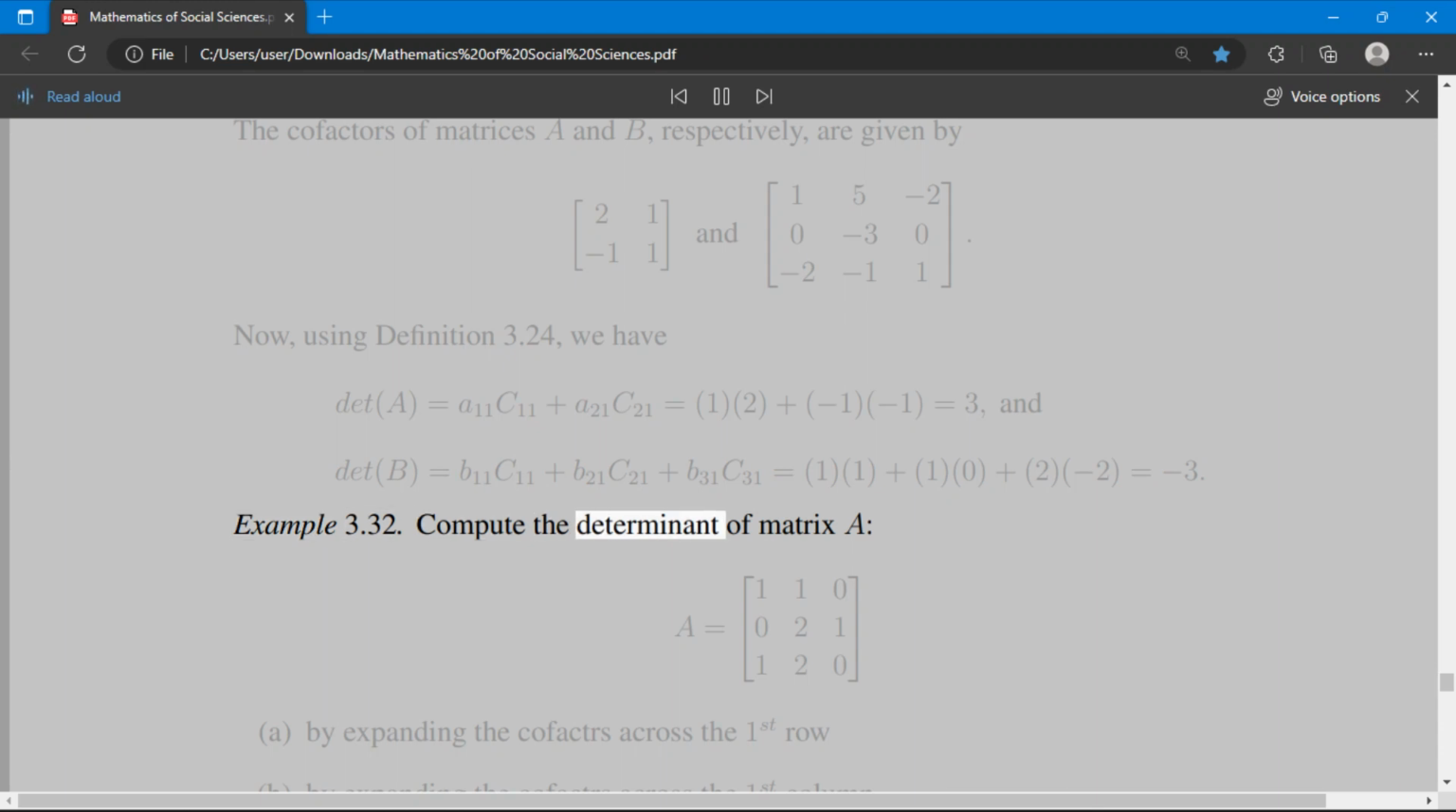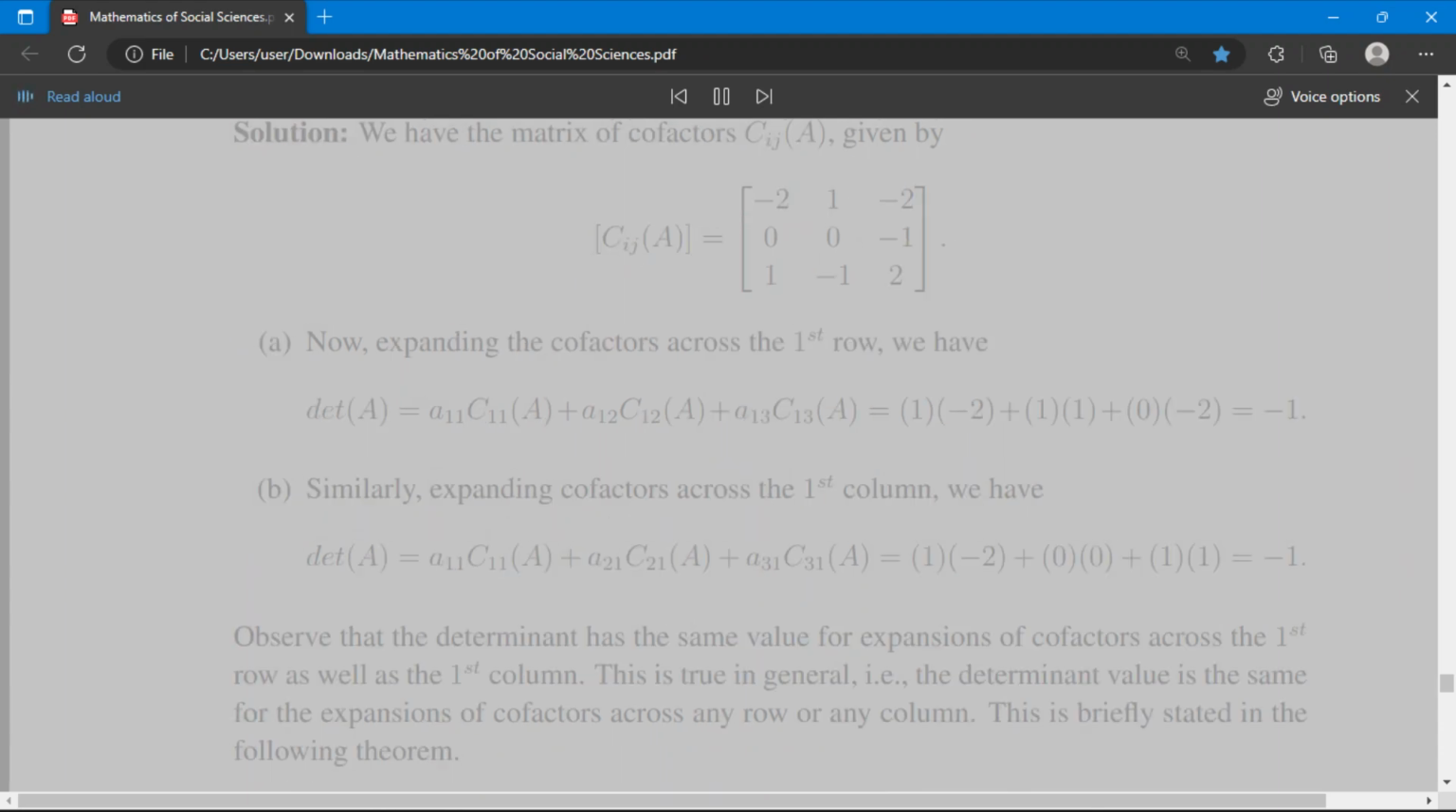Example 3.32. Compute the determinant of matrix A = [1 1 0; 0 2 1; 1 2 0]. A, by expanding the cofactors across the first row. B, by expanding the cofactors across the first column.